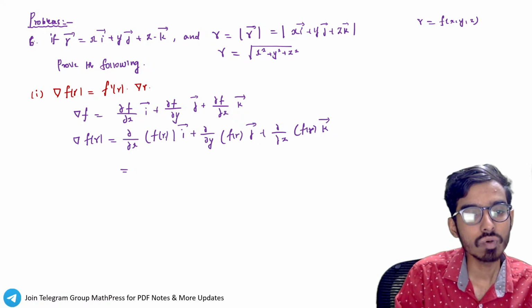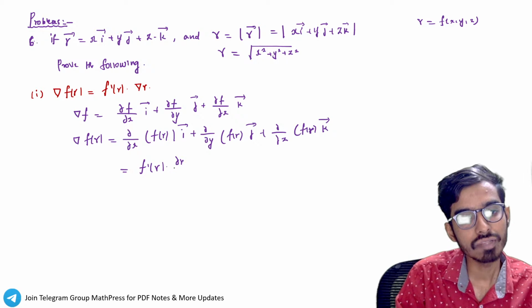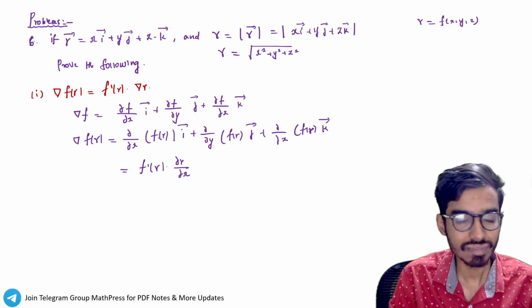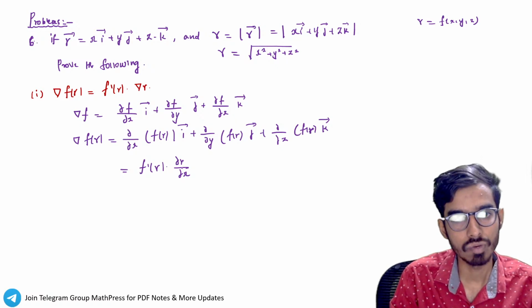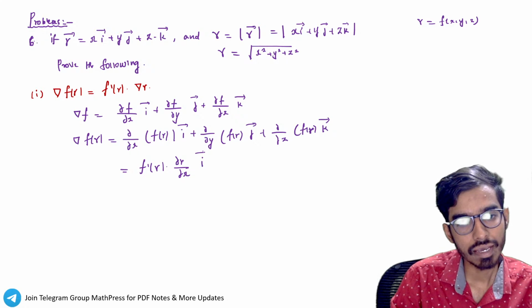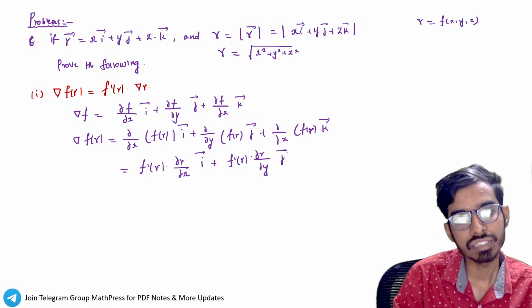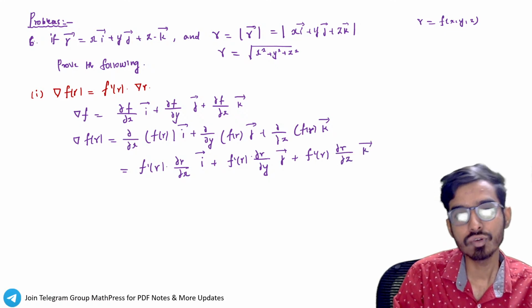So what is ∂/∂x of f(r)? This will be f'(r) into ∂r/∂x. We are considering it partially; f is in terms of r. So this will be f'(r) into ∂r/∂x into i vector, plus f'(r) into ∂r/∂y into j vector, plus f'(r) into ∂r/∂z into k vector.